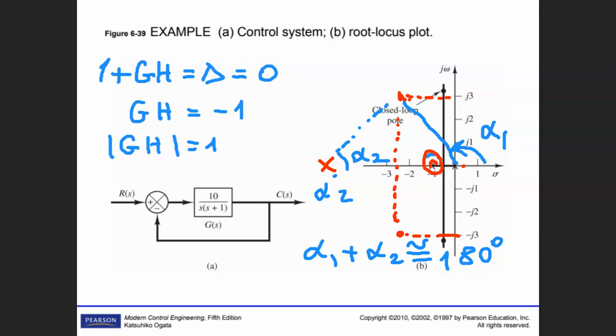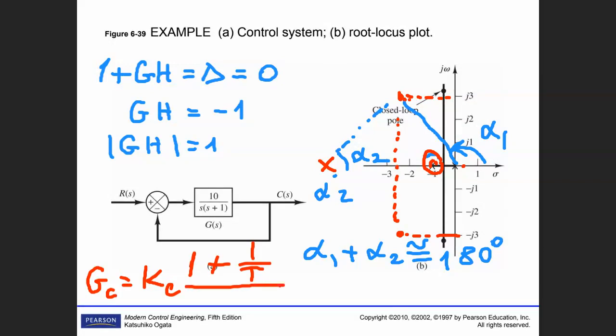When you do that, you already add GC is equal KC times 1 plus 1 over T. 1 zero you add, 1 plus 1 over alpha T, and 1 pole. Of course, pole is far away from origin since alpha smaller than 1. That is lead. That's what lead compensator is all about.